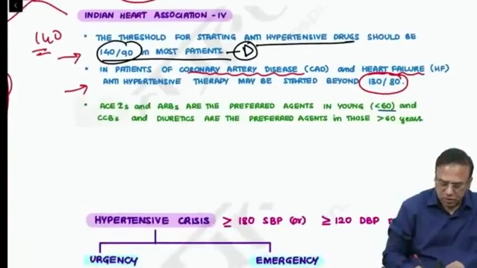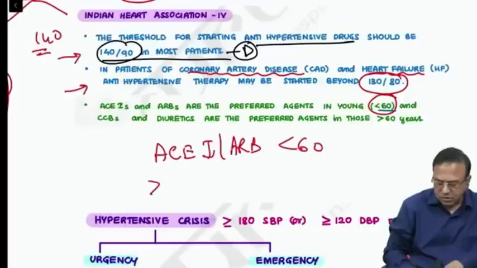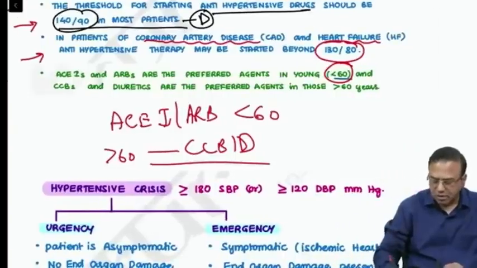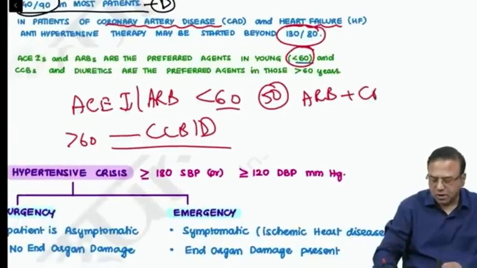Now, what are the drugs we're going to use? If the patient is below 60, ACE inhibitors or ARB are preferred. Above 60 years, go for calcium channel blockers and diuretics. Okay, so this is the general idea. You try one drug; let's say the patient is 50 years old and you started with ARB. If BP is not controlled, you add a calcium channel blocker.